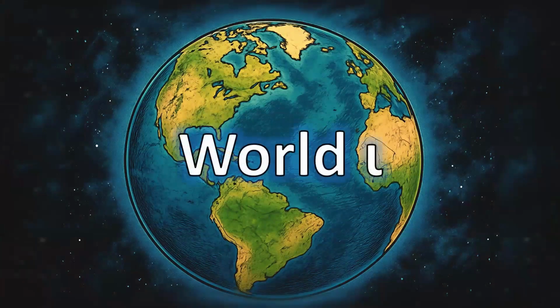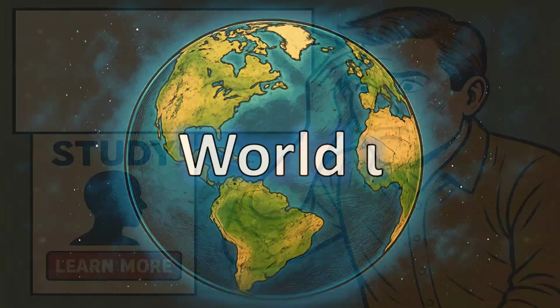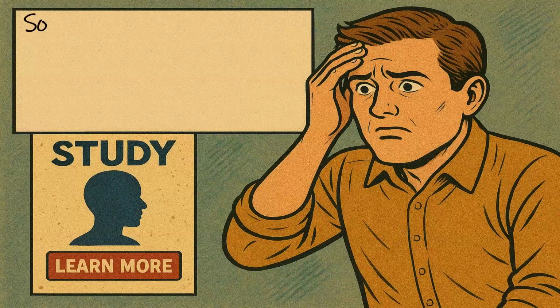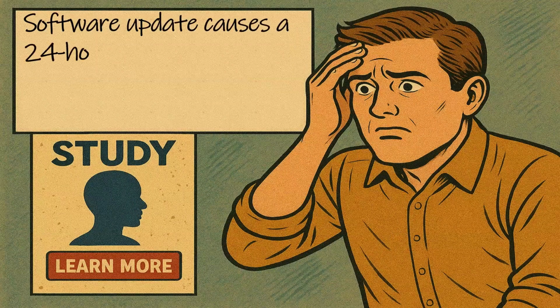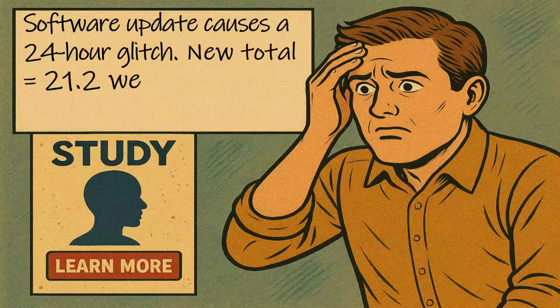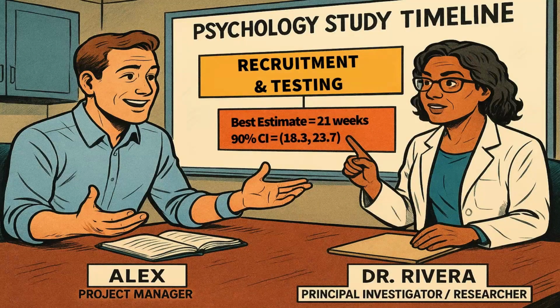All right, and let's finish this off. World IOTA. IOTA Alex comes in and it goes, software update causes a 24-hour glitch. I think we've all been there. New total, 21.2 weeks. Again, not an issue. Goes in to talk to Dr. Rivera and says, you know what, we got to update our timeline, but we're still within that 90% confidence interval.